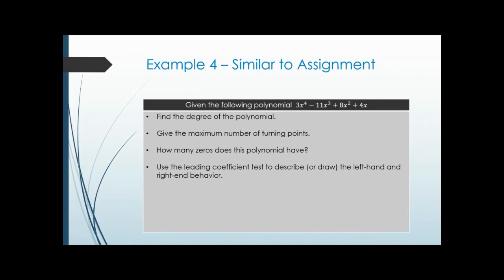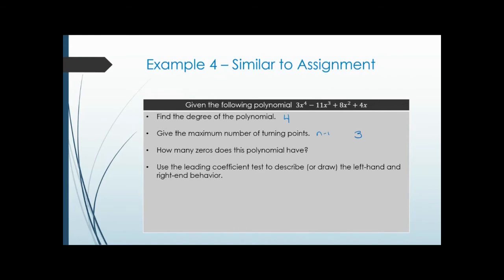Let me actually get to the pen. This is degree 4. Now the maximum number of turning points, that's something that was covered in 3.2. It's always 1 less than the degree. It is n-1. So that means I'm going to have 3 possible turning points. There may be less than that, but that's the maximum that we could have. Maximum times it would change direction, basically.